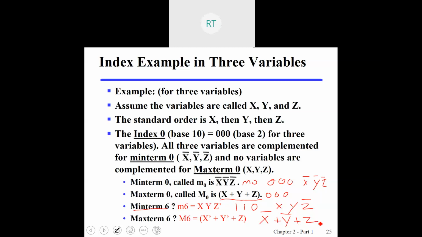So this is how you write min terms and max terms in canonical forms. Any question, guys?